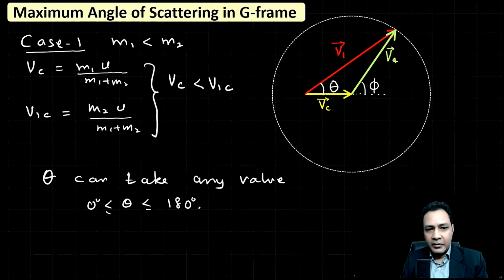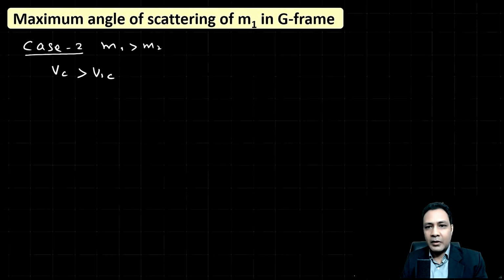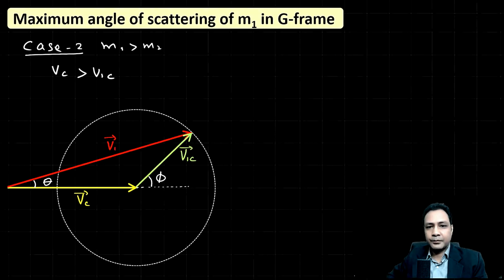If VC is greater than V1C in the same diagram, this is the circle of radius V1C. The VC vector's head would be at the tail of V1C, and the tail would be outside the circle, so that would be represented like this. Now what can be the maximum value of theta that we have to see? Let's see a few orientations in the next diagram.